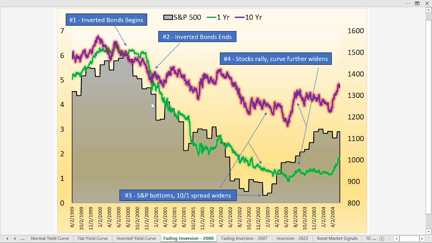What's happening here is traders are buying the 1-year, and they're buying it so much that the yields are going down. Now, they're buying the 10-year, but not as much. They're more fearful about the 10-year outlook than the 1-year.